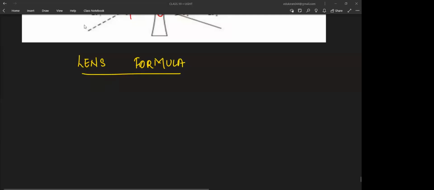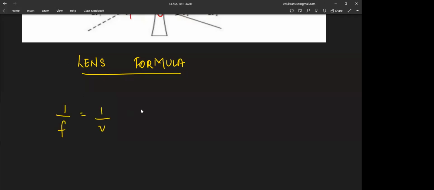Okay, Zoha, remember we have done the mirror formula. What was the mirror formula? The mirror formula was 1 by f is equal to 1 by v plus 1 by u. And v was the image distance and u was the object distance. Correct. Here we have the same thing.